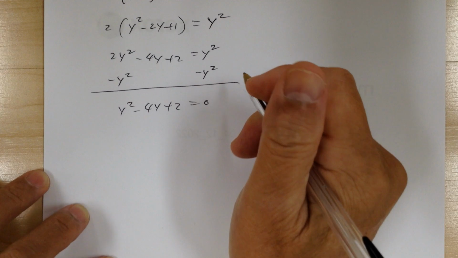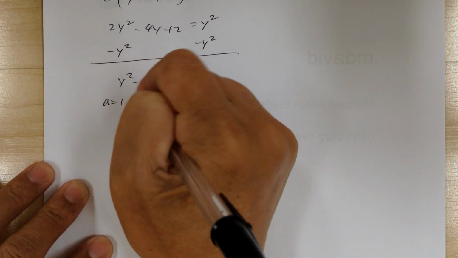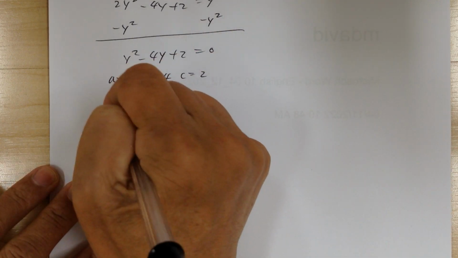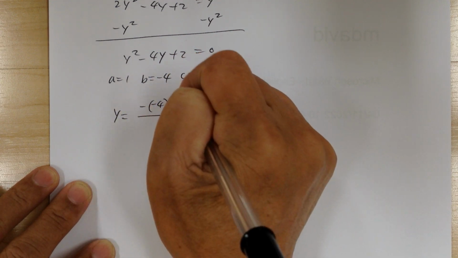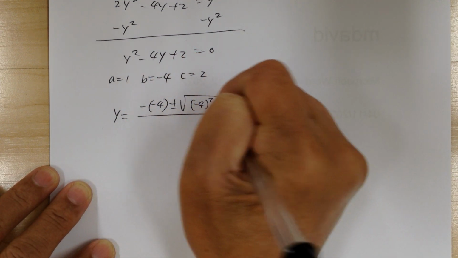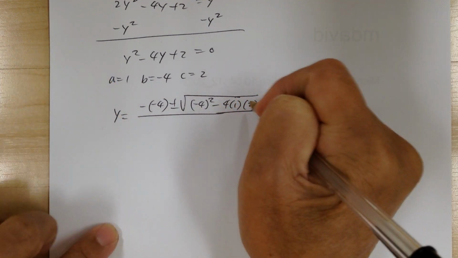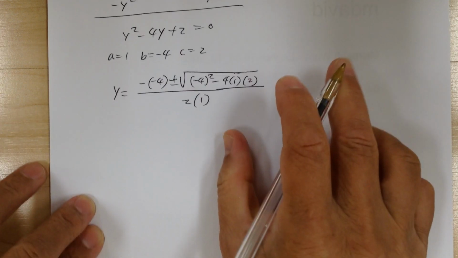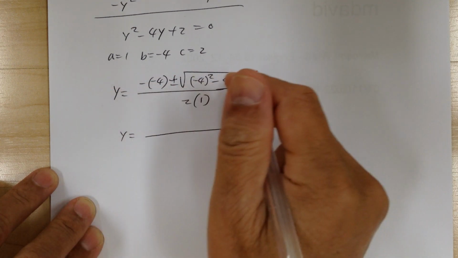This is not factorable, so we have to use the quadratic formula. You got a equal to 1, b equal to negative 4, c equal to 2. So y equals negative b plus or minus the square root of b squared minus 4ac over 2a. You can just substitute, don't work it out. Do one step at a time. After you substitute, then you work it out.